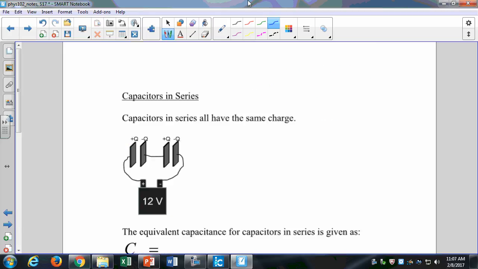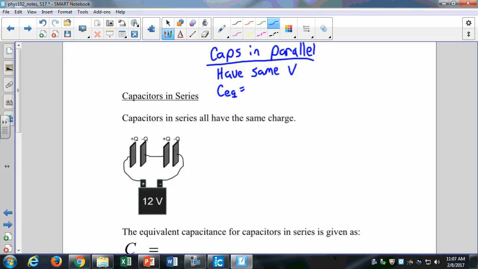Okay, so capacitors in series are a little more complicated. Actually, let me write down the rules that we have for capacitors in parallel. Capacitors in parallel have the same voltage. Their equivalent capacitance is equal to C1 plus C2 plus C3 plus however many you have. If you have 5, it's C1 plus C2 on up to C5. And Q is equal to CV. I think that's all we have for this.